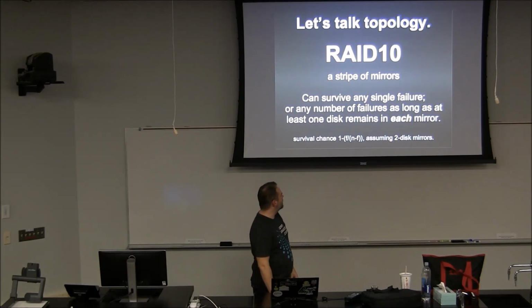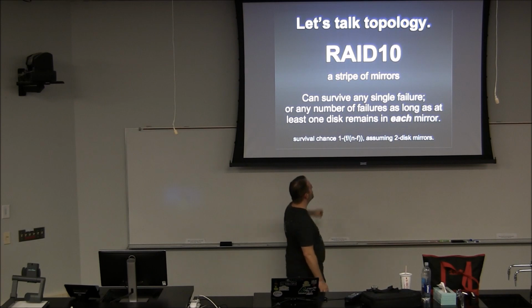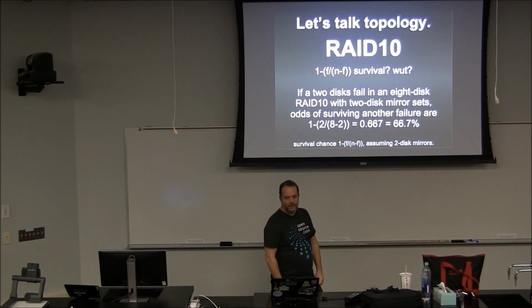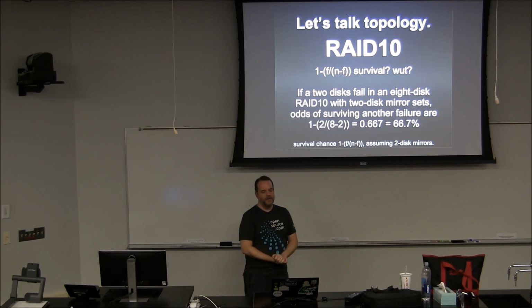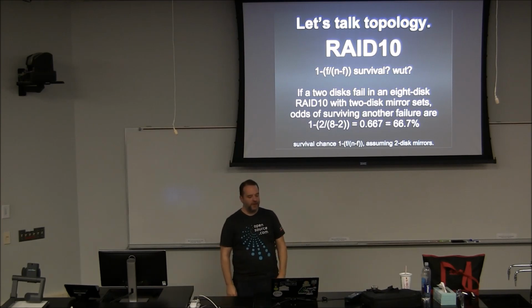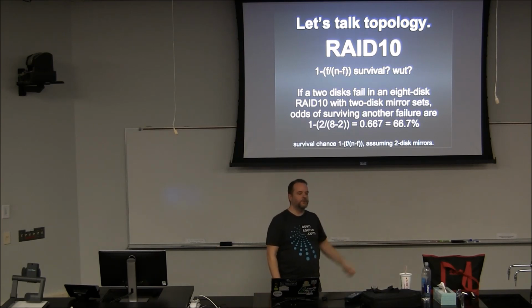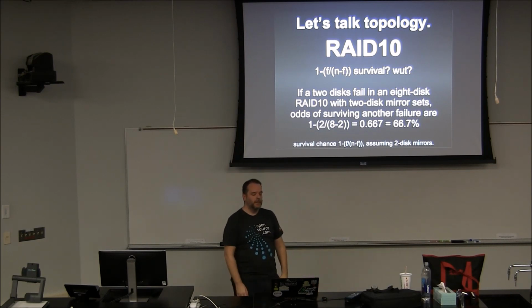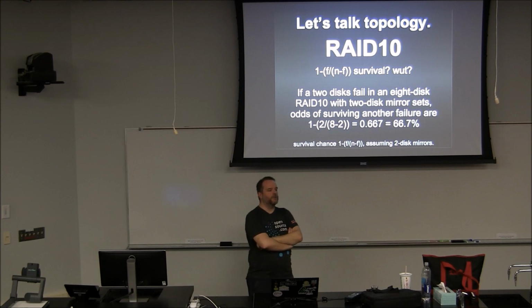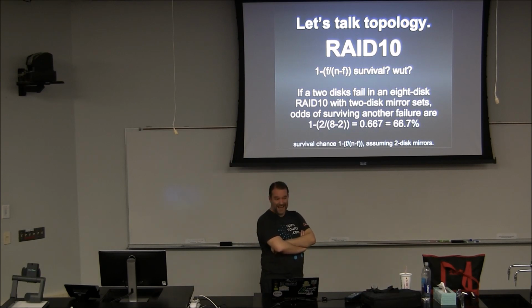You can calculate this. If we're assuming 2-disk mirrors, you can use this nifty little formula here to figure out what your odds of survival are. So for example, if you got 2 disks failing in an 8-disk RAID 10 with 2-disk mirror sets, your odds of surviving a third failure are, do the math, comes down to 2 out of 3. So these things are pretty freaking resilient. Having 2 out of 3 odds for losing 3 out of 8 disks is not that bad.